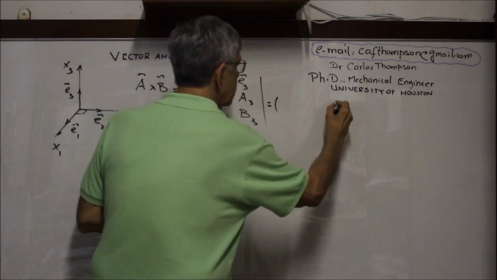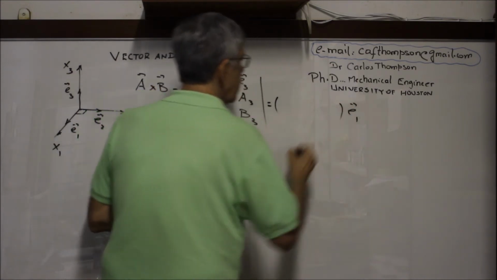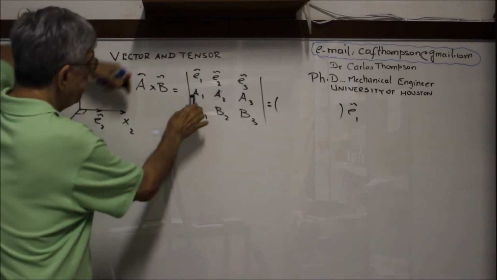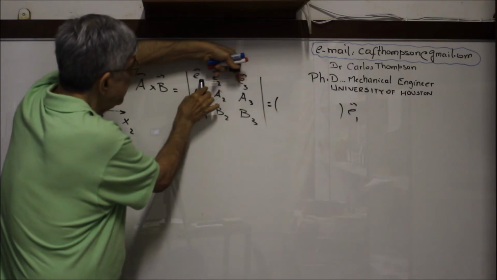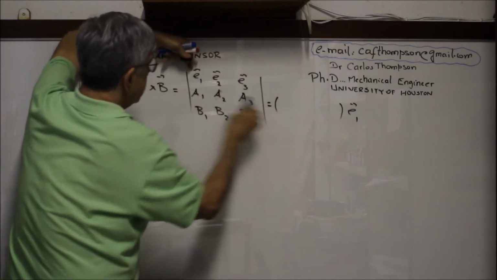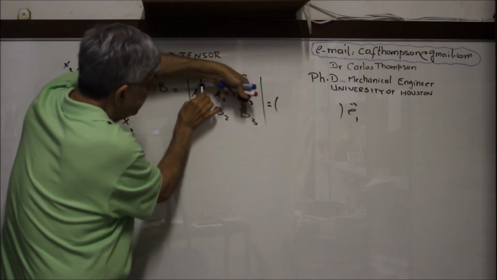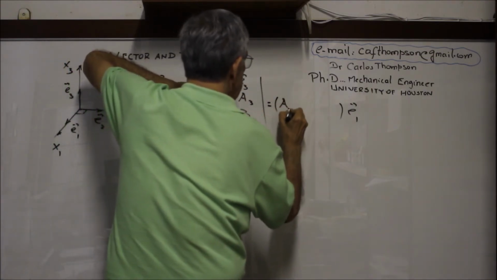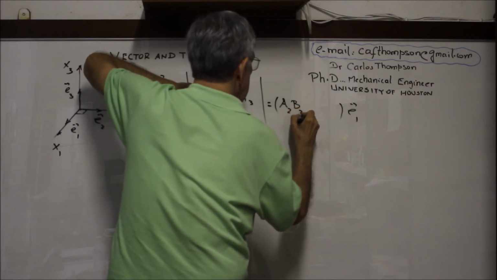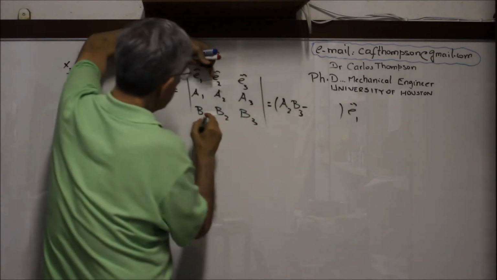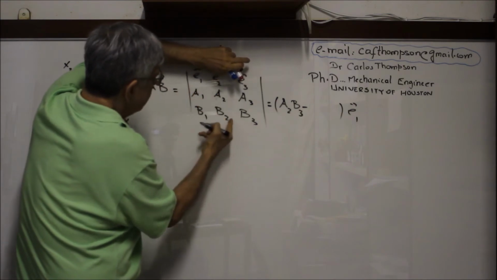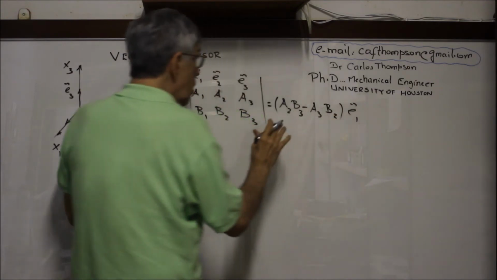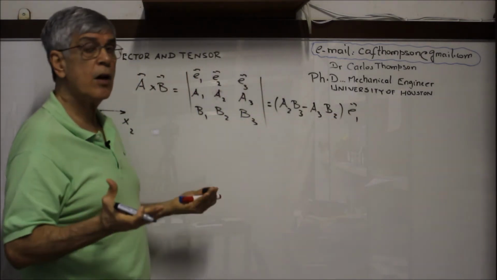So here it will be E1. According to the theory of determinant, you just intersect these two lines here, put E1 over there, and this will be A2B3 minus A3B2. Just cross here, A2B3 minus A3B2. For us, it's enough.